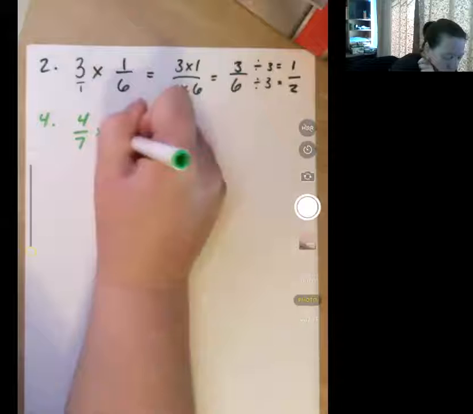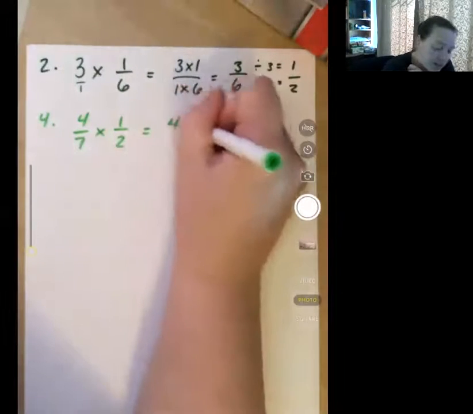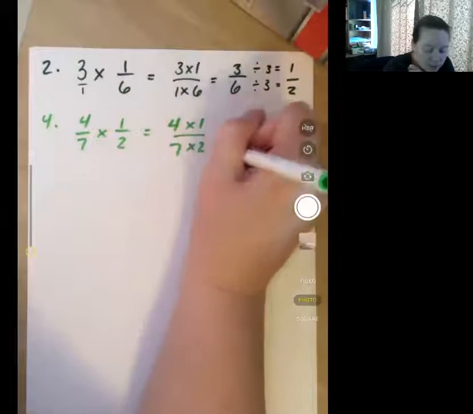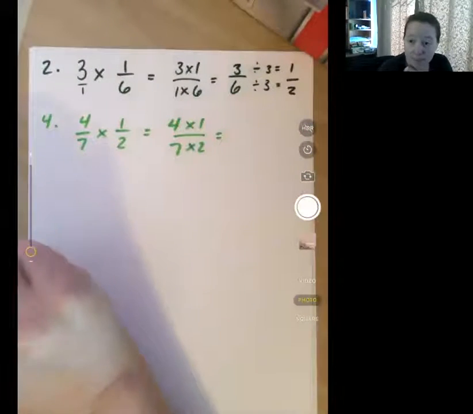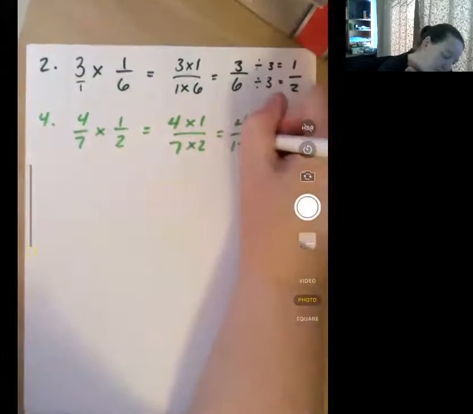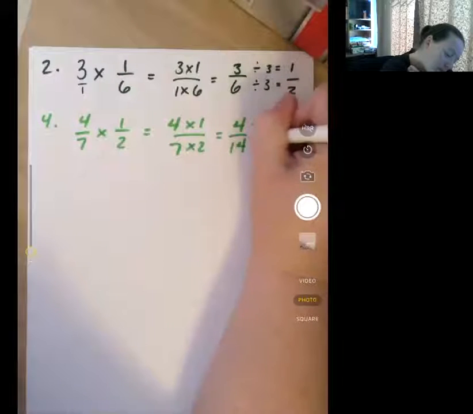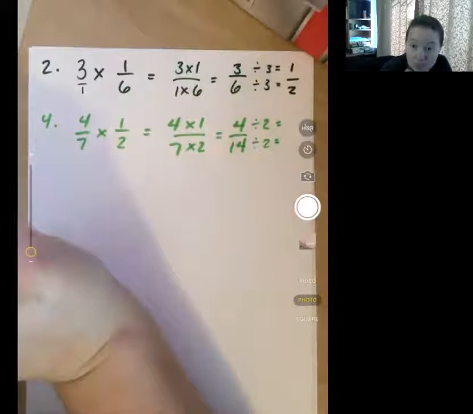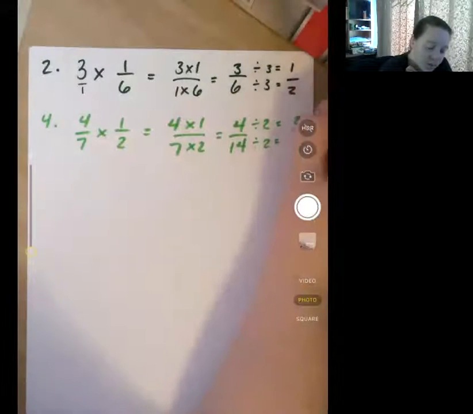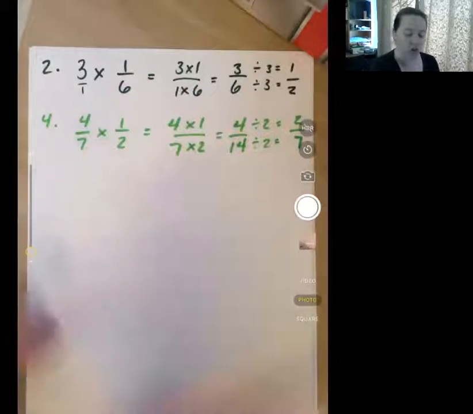4/7 times 1/2. Once again, we're going straight across. So it ends up being 4 times 1 on top, 7 times 2 on the bottom. 4 times 1 is 4. 7 times 2 is 14. Now, I need to reduce it. My choices are 2, 3, 5. Those are both even, so we can take out a 2. 4 divided by 2 is 2. 14 divided by 2 is 7. So we are left with 2/7.